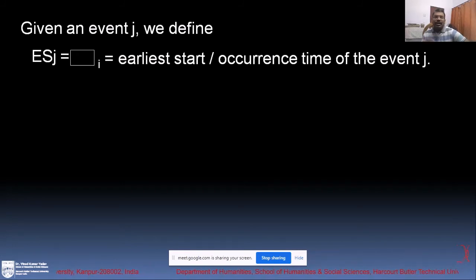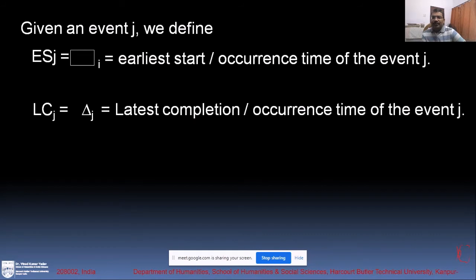On event J, which is starting at J node. The latest completion time or occurrence time of the event J is depicted usually with a triangle.